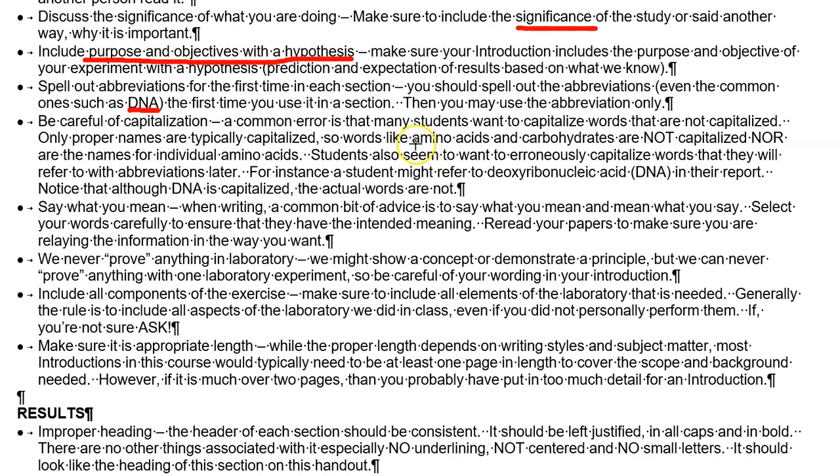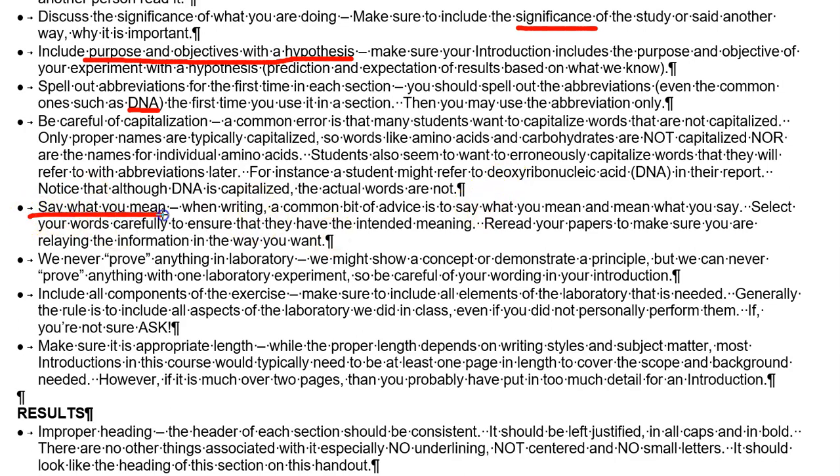Just be careful of it. Many students want to capitalize words that aren't capitalized. Amino acids and carbohydrates are a common one. If you say deoxyribonucleic acid, in parentheses DNA, even though the DNA is capitalized, the word deoxyribonucleic and then the word acid is not. So, proper names would be capitalized. Obviously, beginning of sentences would be capitalized. Diseases usually aren't capitalized unless it's named after somebody. So diabetes mellitus would not be capitalized, but Crohn's disease would, as an example. So just be careful of capitalization.